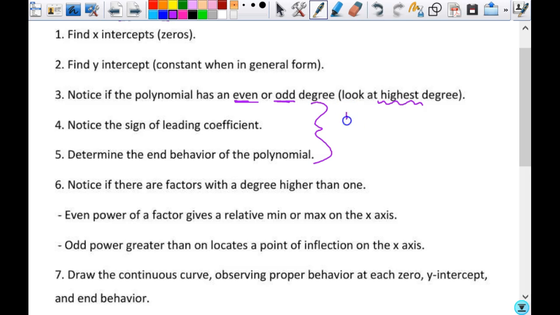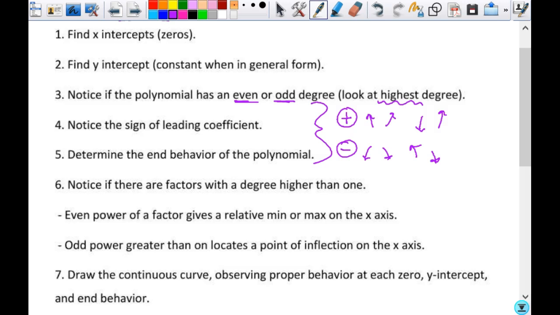So if the coefficient is positive, if it's even, then it's up, up, right? If it's odd, then it's down, up. And if the leading coefficient is negative, then it's down, down for even, and up, down for odd. Okay, that makes sense? We all good? Okay, because those are pieces that we're going to need there.